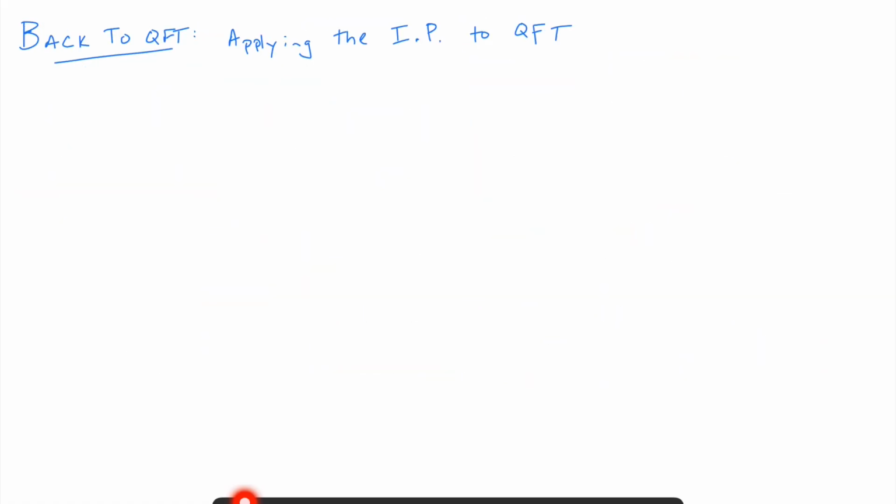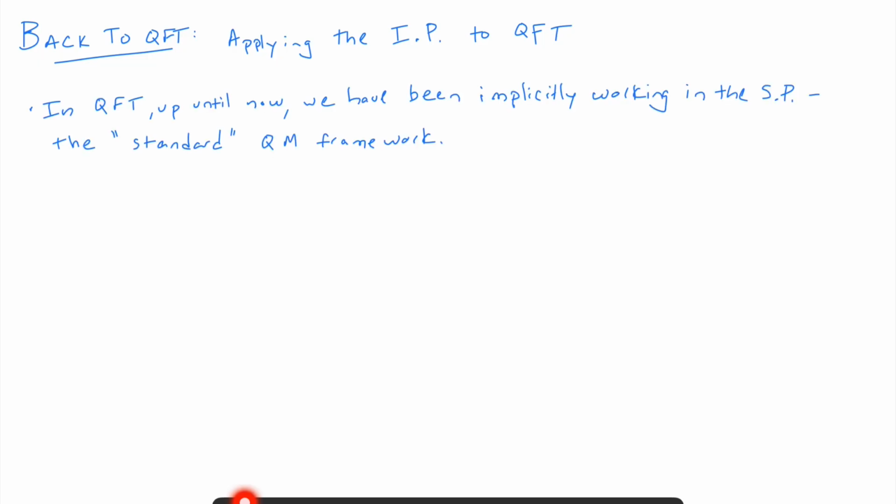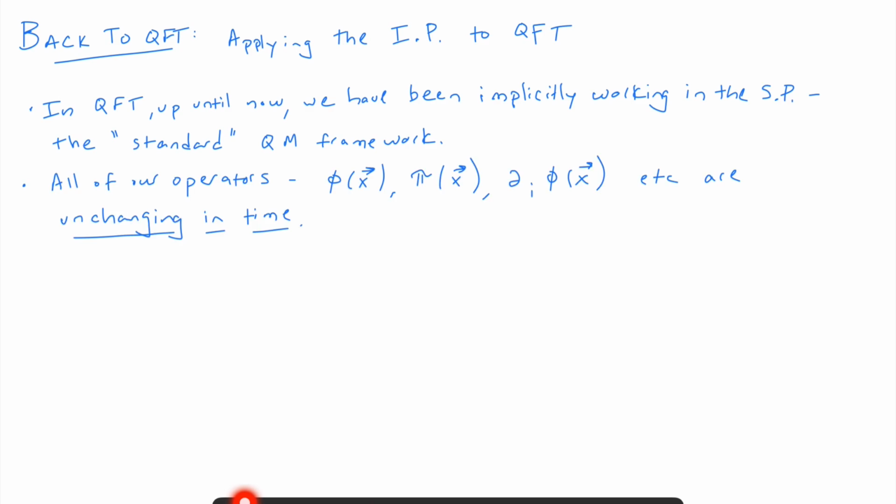Let's now finish those general considerations which apply to any quantum mechanical system, where we talked about the Schrödinger picture, Heisenberg picture, and interaction picture, and now try to apply some of these ideas directly to our QFT model that we've been working on for many lectures now. I will acknowledge that in QFT up until now, we've been implicitly working in the Schrödinger picture, which is, quote unquote, the standard quantum mechanical framework, as I talked about.